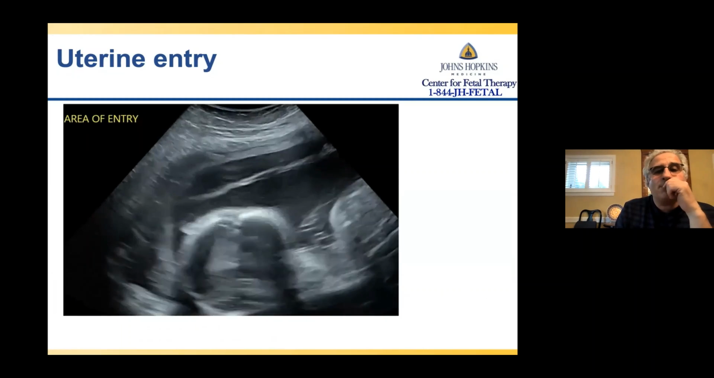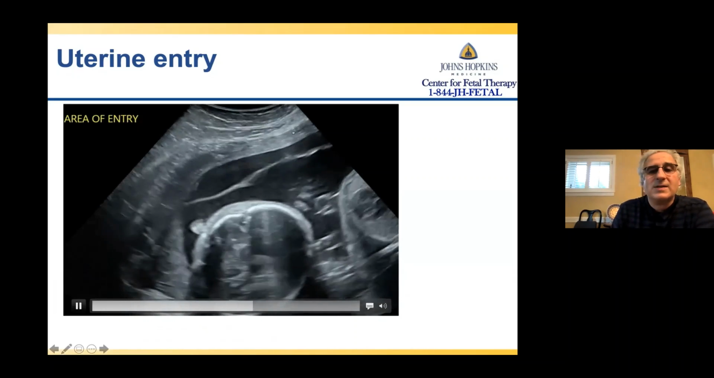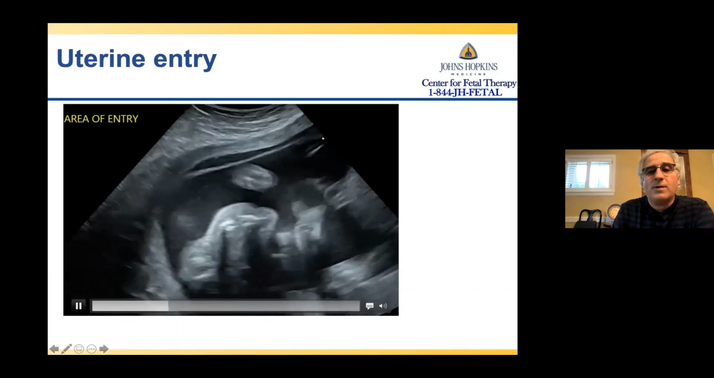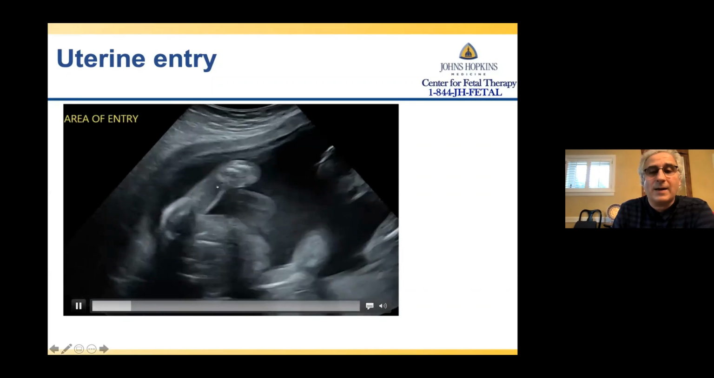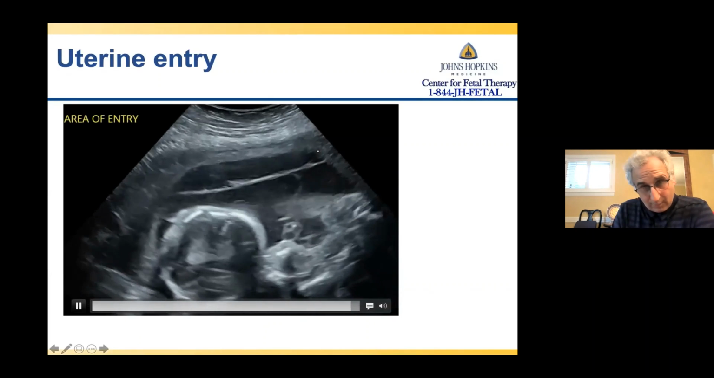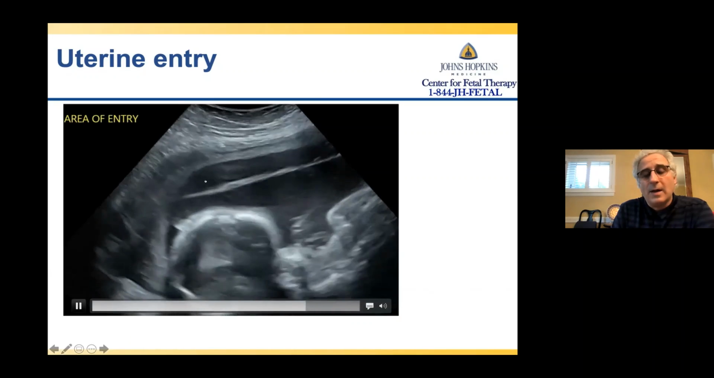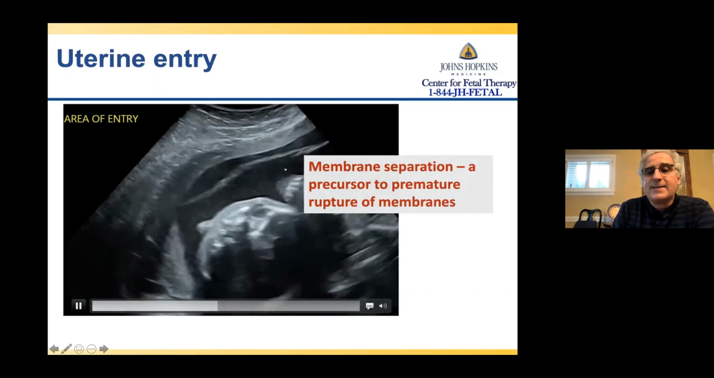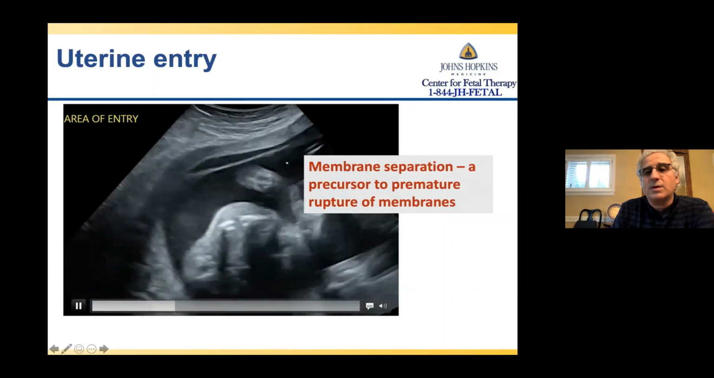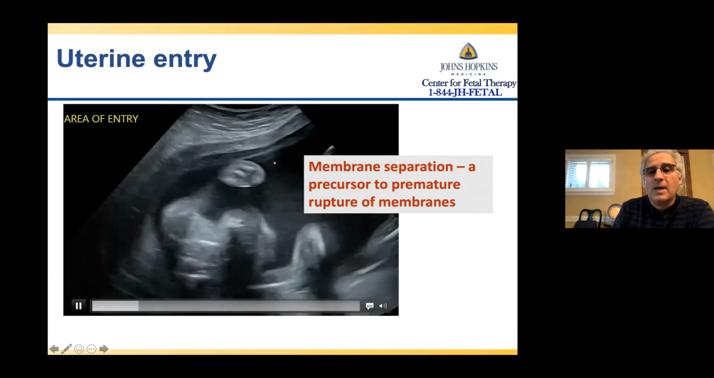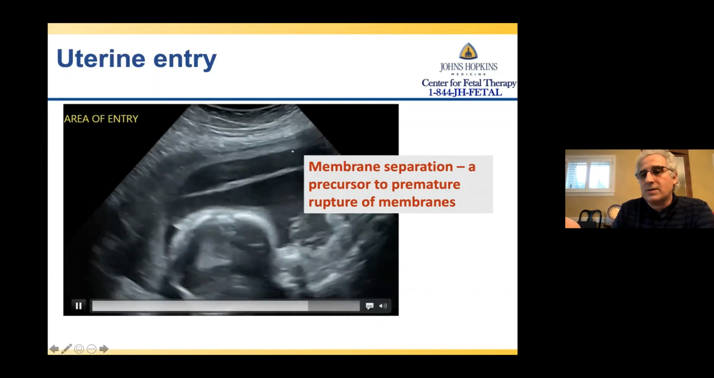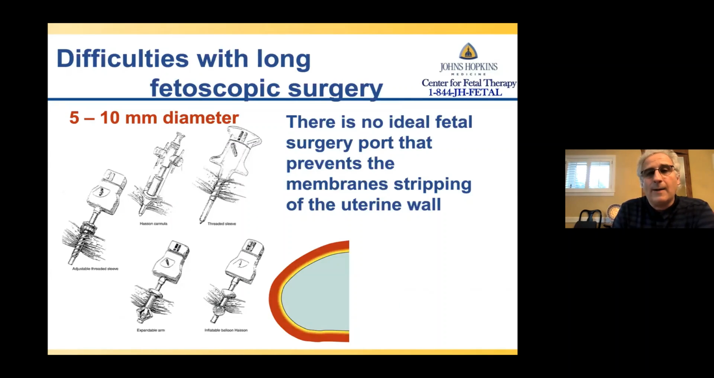But one of the more common problems that we see is what you see here. So this is the uterine muscle. This is amniotic fluid. This here is the amniotic membrane. And what I talked about in the very beginning, this membrane is stripped off the uterine wall and there's fluid here. Now, when you have membrane separation like that, it's basically a precursor to rupture of membranes. So the majority of patients will deliver preterm. And so when you have beneficial surgery and you have these obstetric risks, the prematurity related risks potentially really take away the surgical benefits.